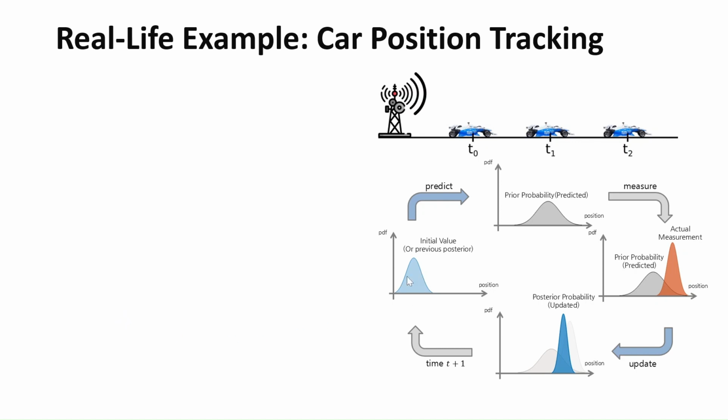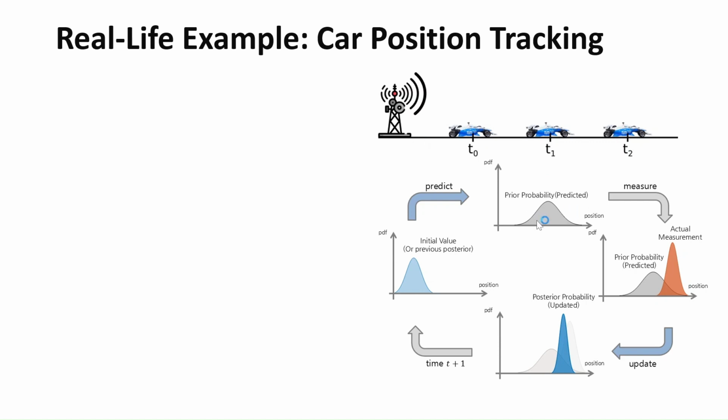So we start here. We have no idea about where our car is. Basically, we are looking at time t0. And at this point of time, we make an educated guess about the position of the car. And this is exactly what we call a prior. So this is our prior. And based on that, we are now trying to predict the future positions of this car.